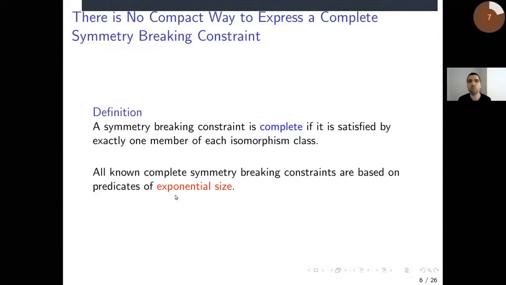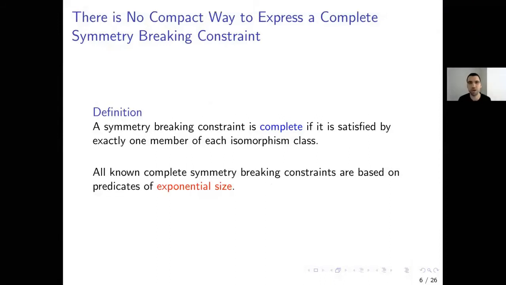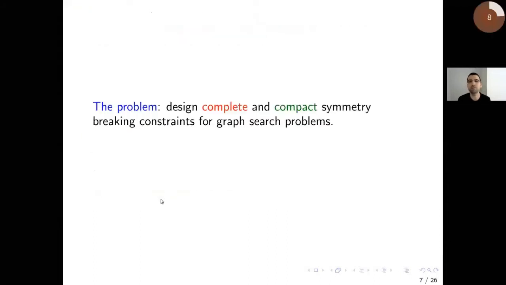Unfortunately, there is no compact way to express a complete symmetry breaking constraint for graph search problems. And what is the meaning of a complete symmetry breaking constraint? A symmetry breaking constraint is said to be complete if it is satisfied by exactly one member of each isomorphism class. And all known techniques to define complete symmetry breaking constraints are based on predicates of exponential size. So the problem that we are dealing with is to design a complete and compact symmetry breaking constraint for graph search problems. And this turns out to be a really hard problem.